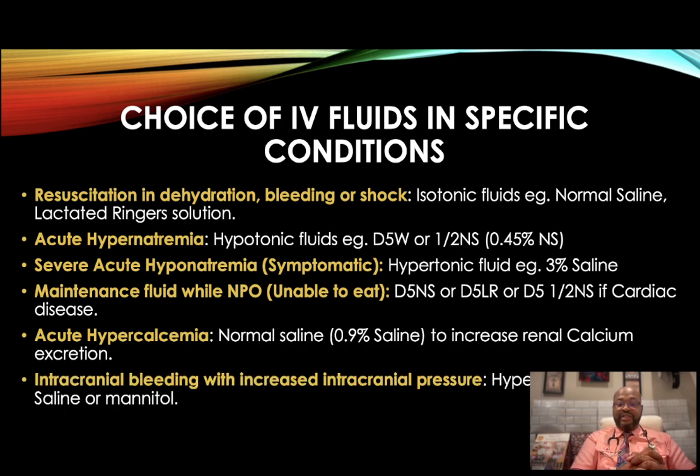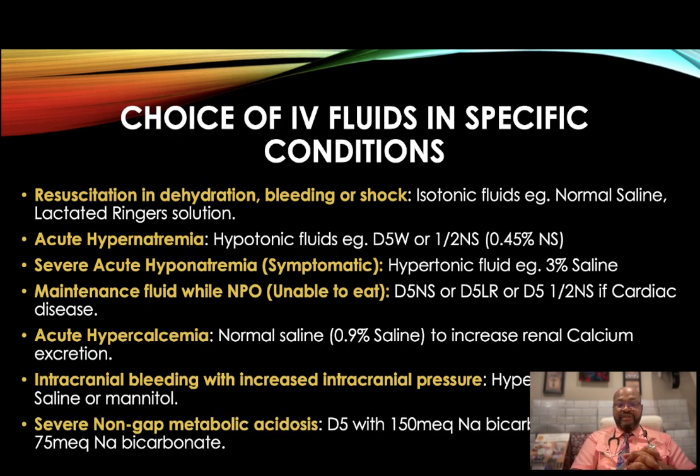For intracranial bleeds with increased intracranial pressure, we use hypertonic fluid like 23.4% saline or mannitol, just to cause that fluid movement and reduce the intracranial pressure, and avoid herniation. In severe non-gap metabolic acidosis, of course, we want to use some bicarb. So we either do D5 with 150 milliequivalents of bicarb, or we do half normal saline with 75 milliequivalents of bicarb. Again, the calculation is to make it as isotonic or isosmolar as possible.